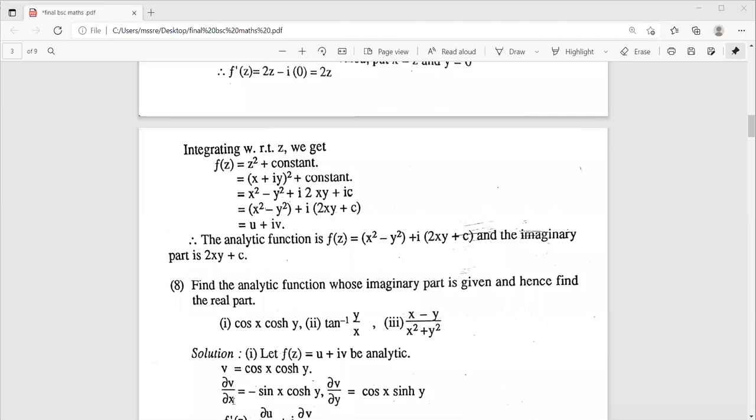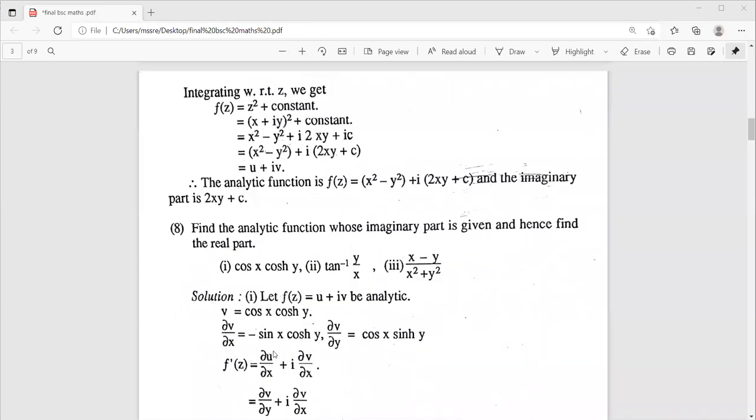Find delta v by delta x. Delta v by delta x is minus sin x cos hyperbolic y. Next, delta v by delta y: we have to differentiate with respect to y. What is the differentiation of cos hyperbolic y? Sin hyperbolic y. Cos x is constant. So we get cos x sin hyperbolic y.